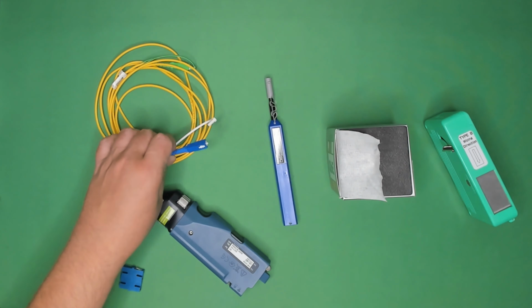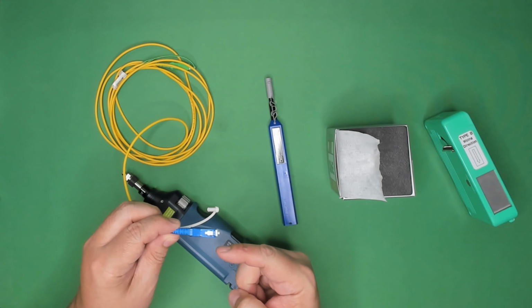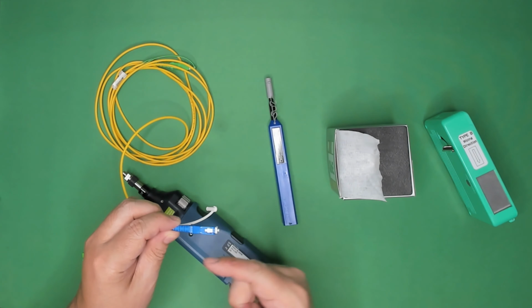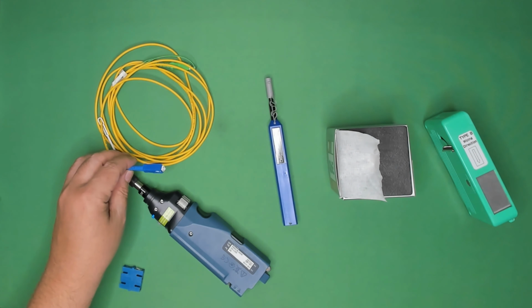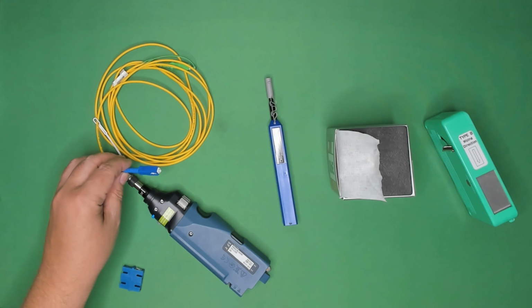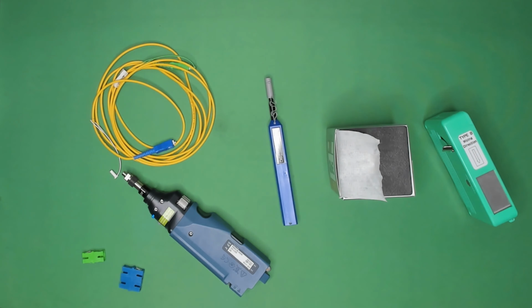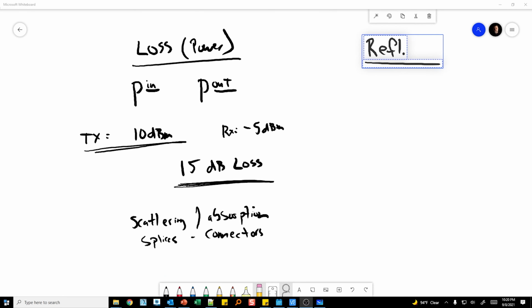Reflection basically is light that bounces back towards a transmitter, right? That's basically what reflection is, from our perspective. So that's light that comes back towards a transmitter. Reflection is over here, and reflection is displayed as a negative value.